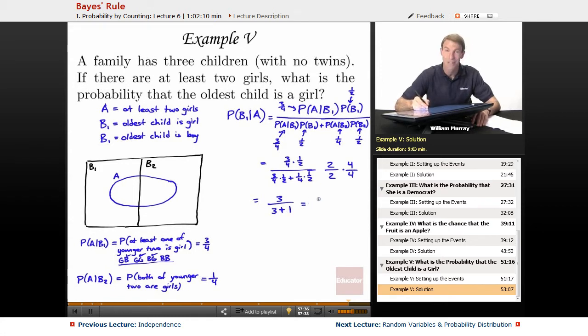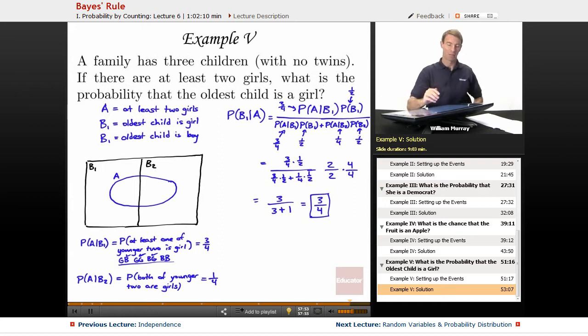I'm getting rid of all my denominators there, so I get 3 out of 4. And that's my final probability. So if I know that there are at least 2 girls in the family, the probability that the oldest child is a girl is 3/4.